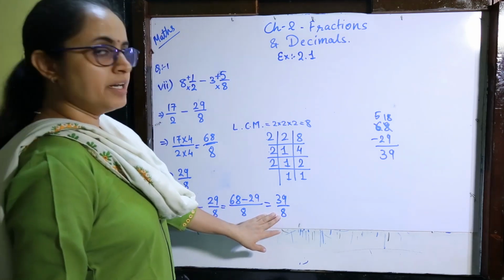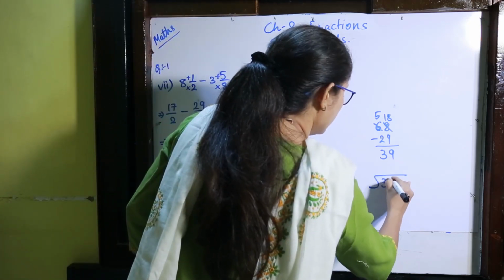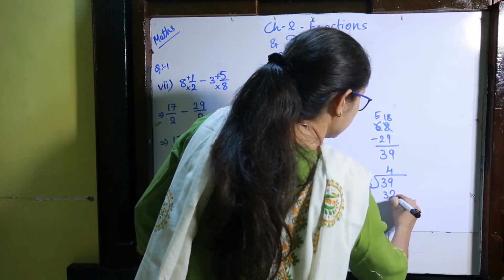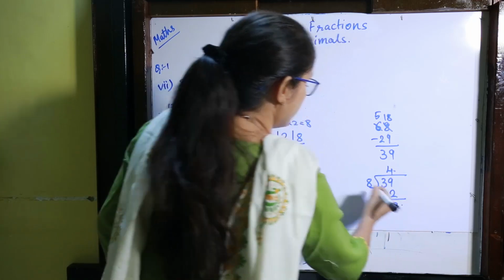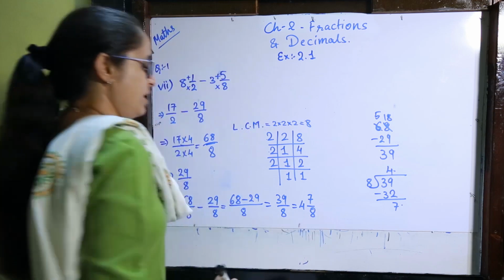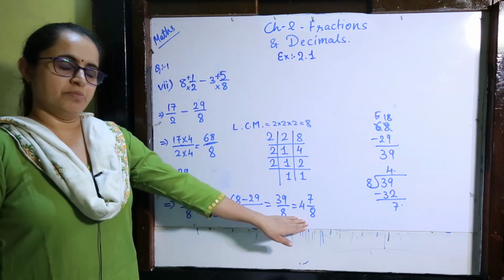Now again this is an improper fraction. You have to convert it into a mixed number fraction. So to convert into a mixed number, 8 4s are 32, remainder 7. So this is 4, 7 upon 8. So the answer is 4, 7 upon 8. This is your answer for the last question of question number 1.